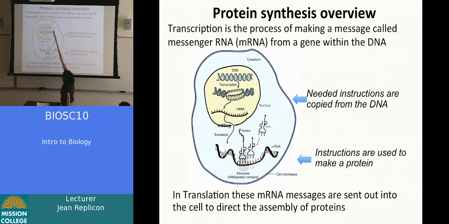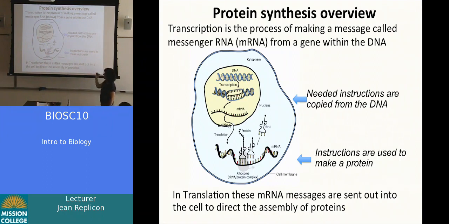And so the first step, the transcription part, the writing, is the process of making the message, getting the message off of the DNA. So we're making messenger RNA here. So we need to get the information off of the DNA helix. So we'll see how that happens. And then we're basically getting the instructions, getting them copied off the DNA.